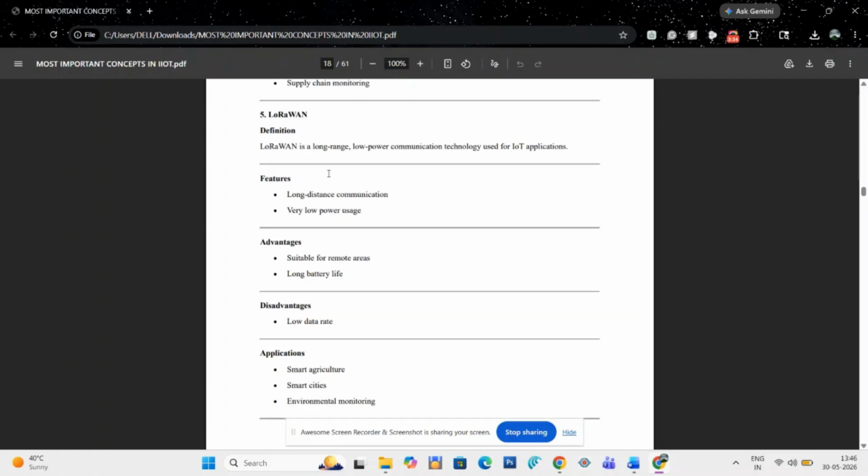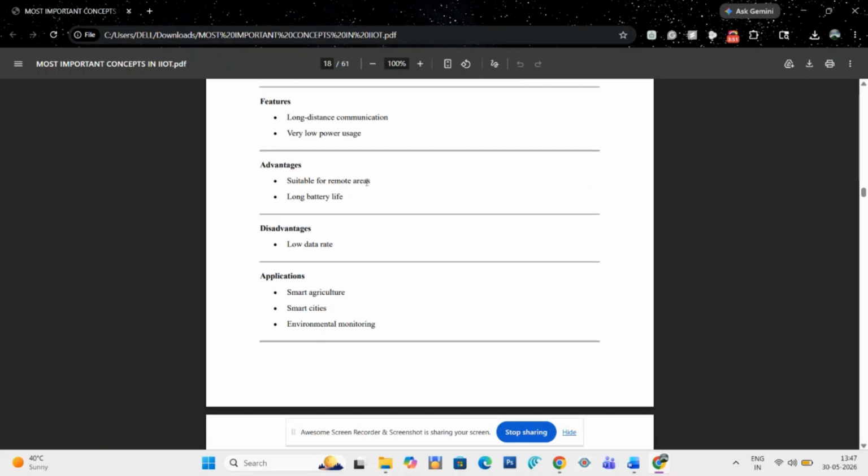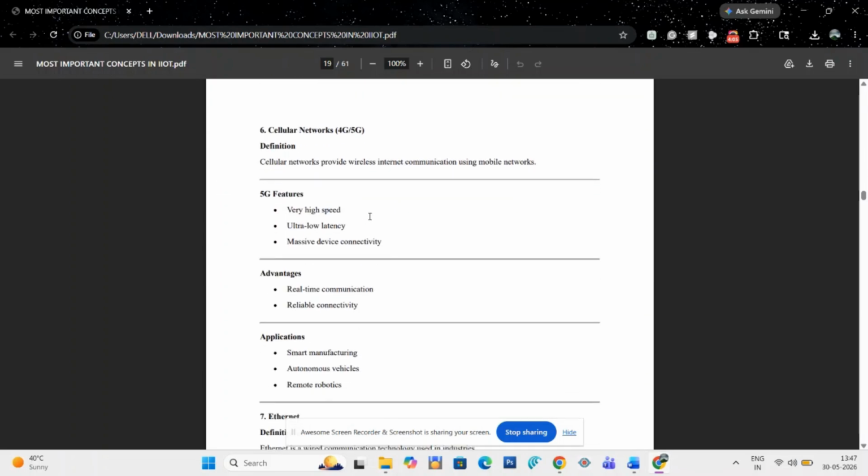The fifth technology is LoRaWAN. So what is LoRaWAN? LoRaWAN is a long range, low power communication technology used in IoT applications. Its features are long distance communication and very low power usage. The advantages are that it is suitable for remote areas and has long battery life. The disadvantage is a low data rate, and the applications of LoRaWAN are in smart agriculture, smart cities, and environmental monitoring.